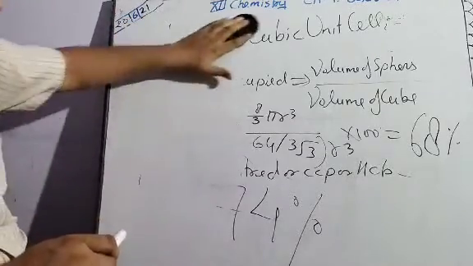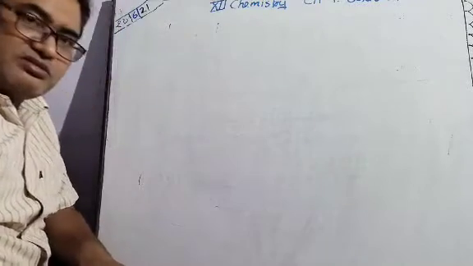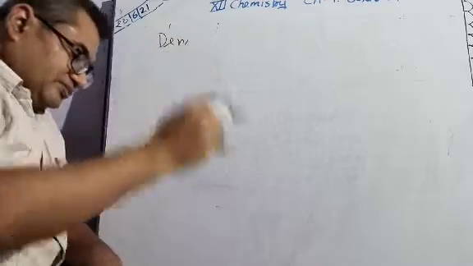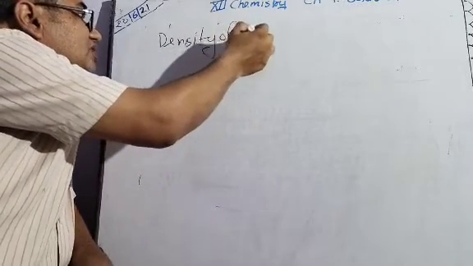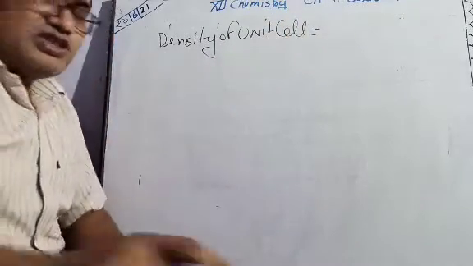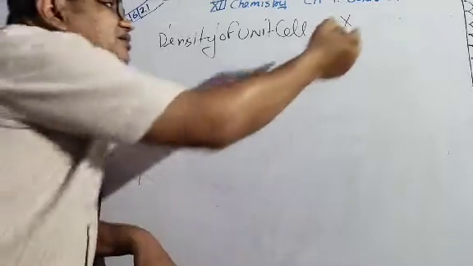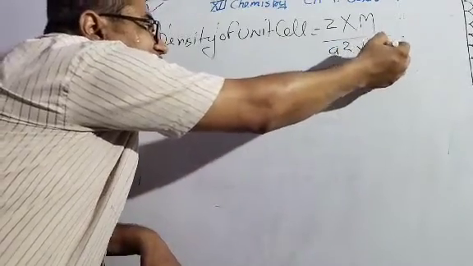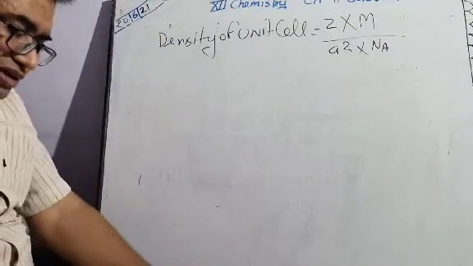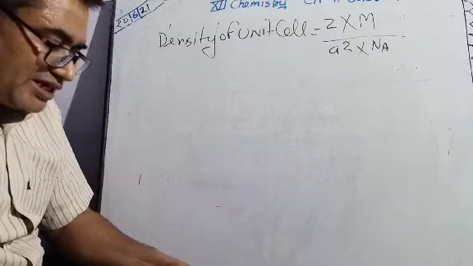Now we are moving on to one important question which is asked by examiners in different examinations, like the density of a unit cell. So the density of unit cell equals Z, the number of atoms present in the respective unit cell, times molar mass capital M, upon a cube, the volume of one unit cell, times Na, the Avogadro number.